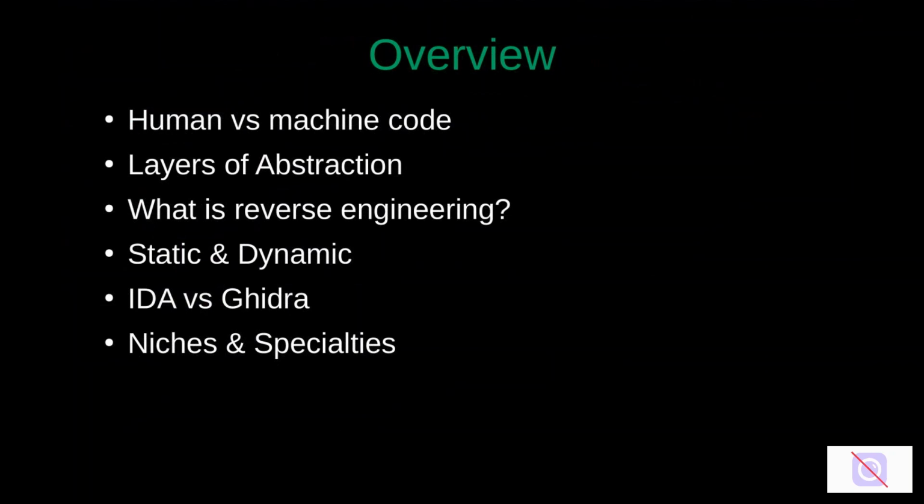So, quick overview. We're going to be talking about human code versus machine code, the different layers of abstraction, so going from hardware to more digital, more conceptual things like programs, instructions, things like that. And that'll let us be able to give a better definition of what exactly reverse engineering is. At that point, we'll be able to talk about static versus dynamic approaches to reverse engineering and some of the tools involved there, such as IDA versus Ghidra. And we'll briefly cover some of the niches and specialties.